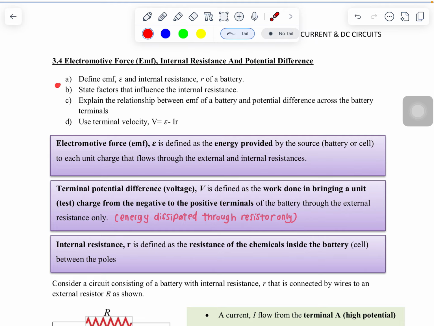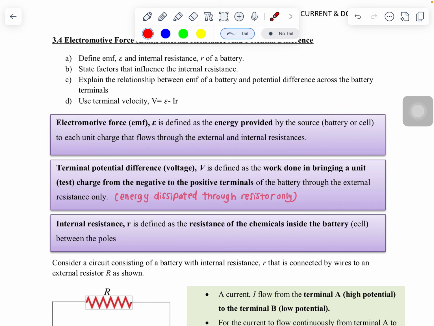Okay, so here we have 4 learning outcomes. In this subtopic, it's very important for you to understand the terms that we are going to use. So we have 3 terms: electromotive force, or its short name EMF, for which we use the symbol epsilon. Terminal potential difference or terminal voltage, we use the symbol V. And internal resistance, we use the symbol small r. Okay, let's look at the definitions first.